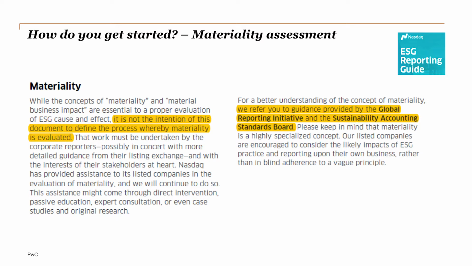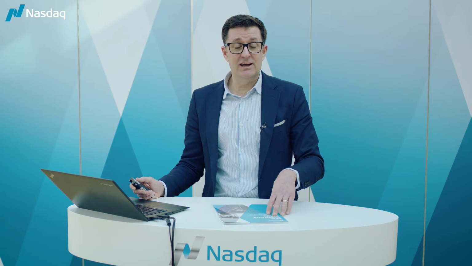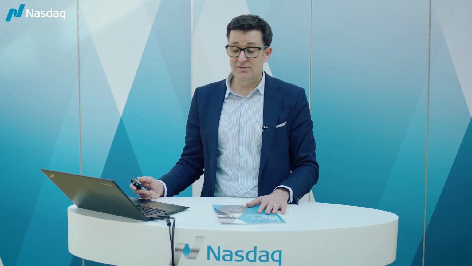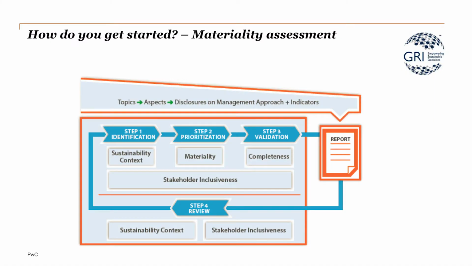In these guidelines, Nasdaq is not really giving you a prescription on how to do that. They rather refer to other already existing guidelines, such as the GRI guidelines, which have quite a lot on it, and also the SASB guidelines. But it really comes down to a pretty simple approach. First, you need to identify what it could be. What are the issues in scope for you as a company? The next step is to prioritize these. Out of these, which are the most important and the most relevant?